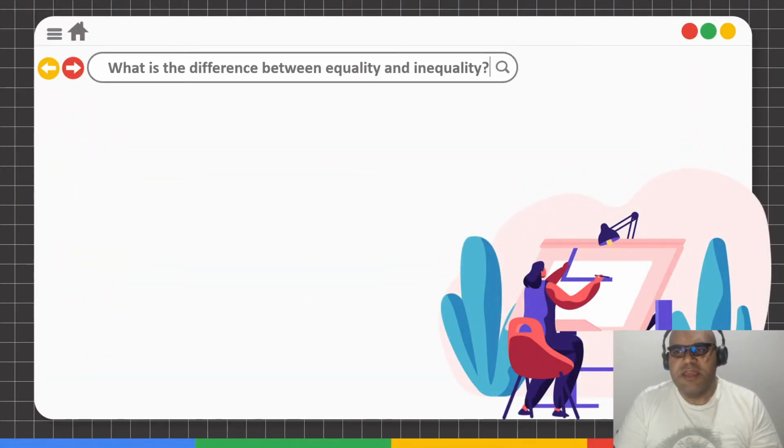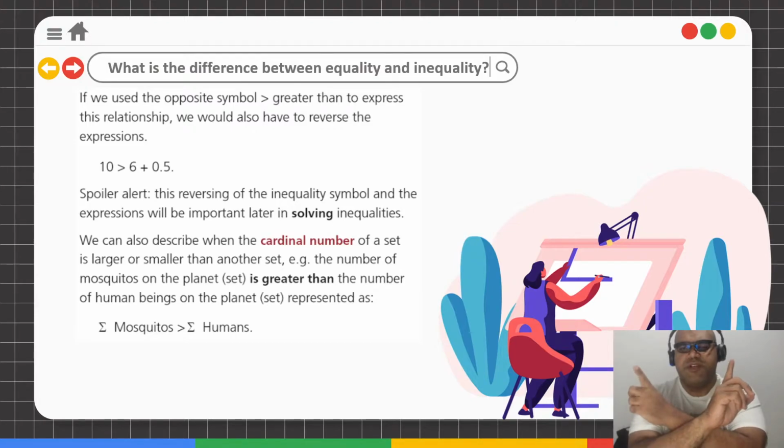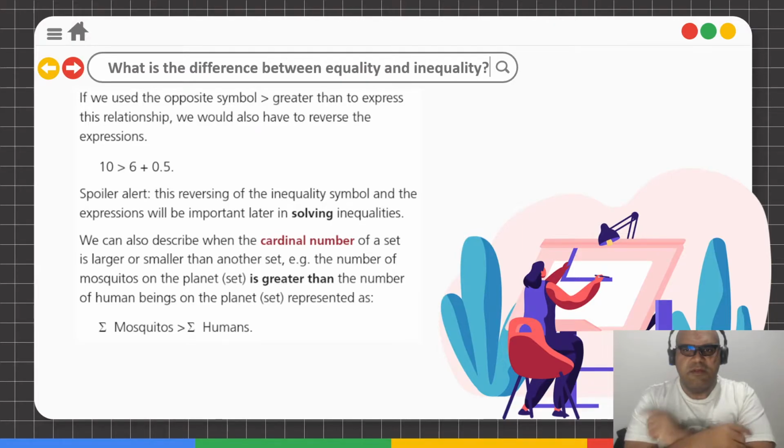What is the difference again between equality and inequality? If we use the opposite symbol, greater than, to express the relationship, we would also have to reverse the expression. Great, guys. We need to reverse the expression. Remember this idea. This is a spoiler alert because we need it for a specific case. If we reverse the symbol, we need to reverse the expression. Now, as we remember, in equality the position of the variable doesn't matter. In inequality, it matters a lot.